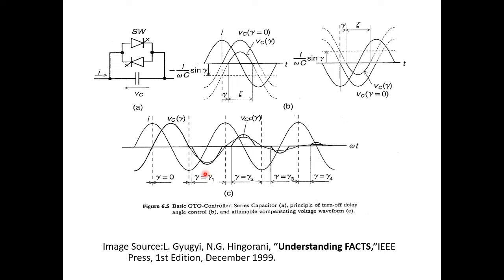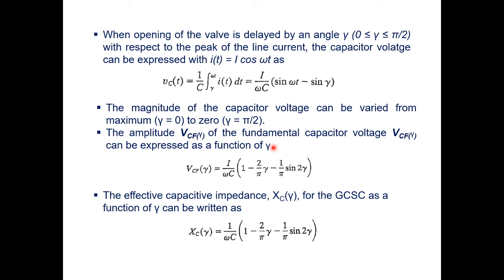When I place different gammas, that is the principle of turn off delay angle control. They can control the entire thing through different gamma values. If I place gamma equal to 30 degrees, at 30 degrees the GTOs will turn off. Before that point the GTOs are in on position. That's the main variation. This one is a graph for GCSC. Observe this: i equals C dV by dt.